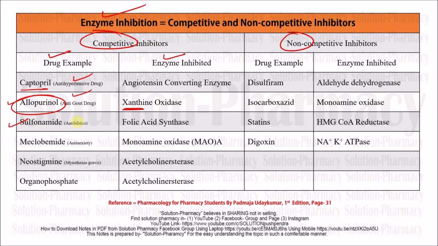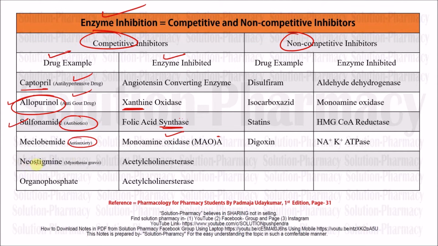Next one is sulfonamide. Sulfonamide is an example of an antibiotic which gives its antibiotic effect by affecting folic acid synthase. As you can see, synthase is written ending in ASE, and ASE represents an enzyme. So sulfonamide inhibits this folic acid synthase, whose activity is to synthesize folic acid. But because of sulfonamide, this activity has been reduced. Now the next one is meclobemide. This is an example of an anti-anxiety drug, and it acts by affecting monoamine oxidase, that is called MAO type. This is important. We have studied this MAO and we will study it also in future classes.